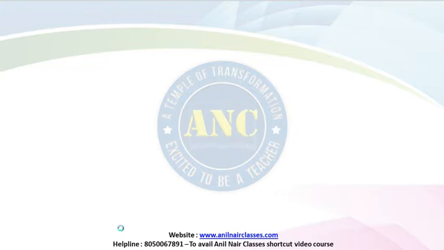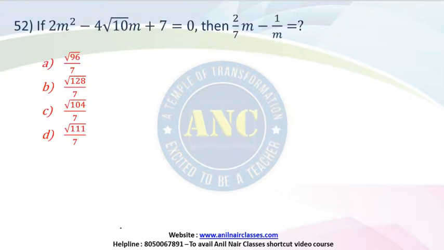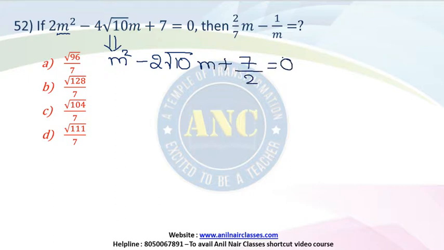Next question, question number 52. These things are all very easy once you start understanding the logic of solving these questions. The question says, if 2m square minus 4 root 10m plus 7 equals 0, then find the value of 2m by 7 minus 1 by 7. Now see here, first of all I want the coefficient of m square to be 1. So divide this entire equation by 2 on the left and right hand side. 2m square by 2 is m square, 4 by 2 is 2, so it becomes m square minus 2 root 10 into m plus 7 by 2 equals 0.